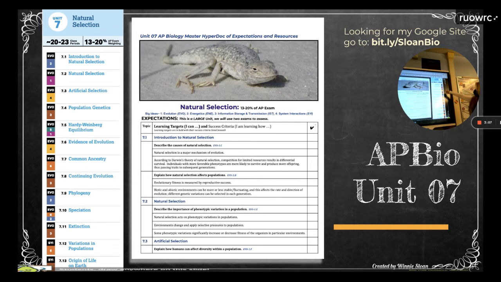Population genetics, 7.4 and 7.5 are totally intermixed, right? Because population genetics just says you are studying the allele frequencies. And Hardy-Weinberg is that if you don't want evolution to occur, it's in equilibrium.